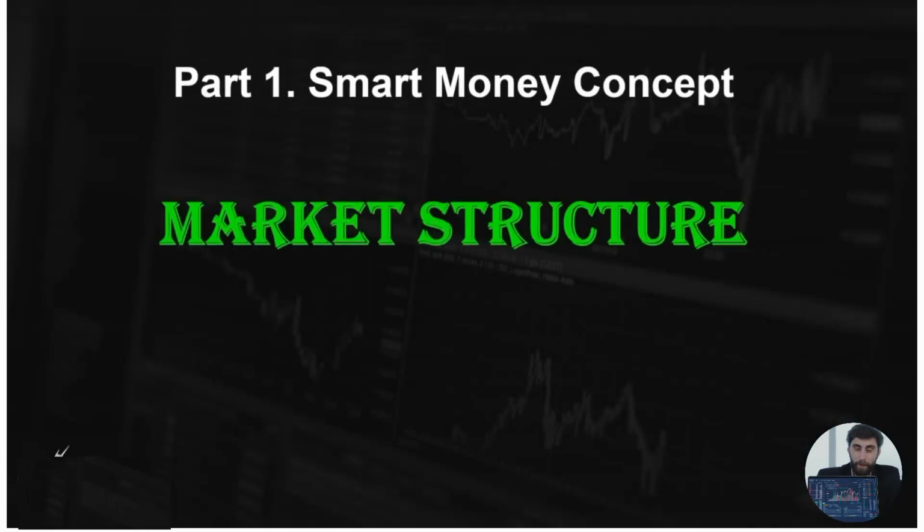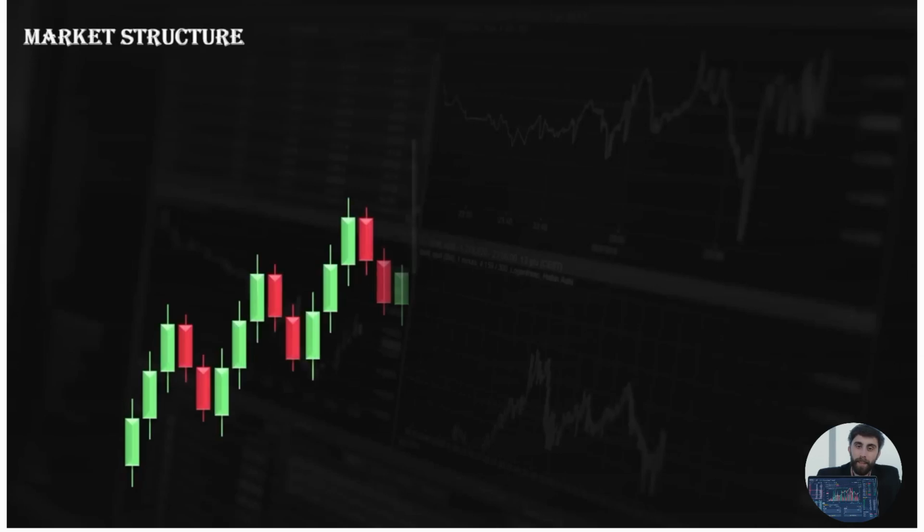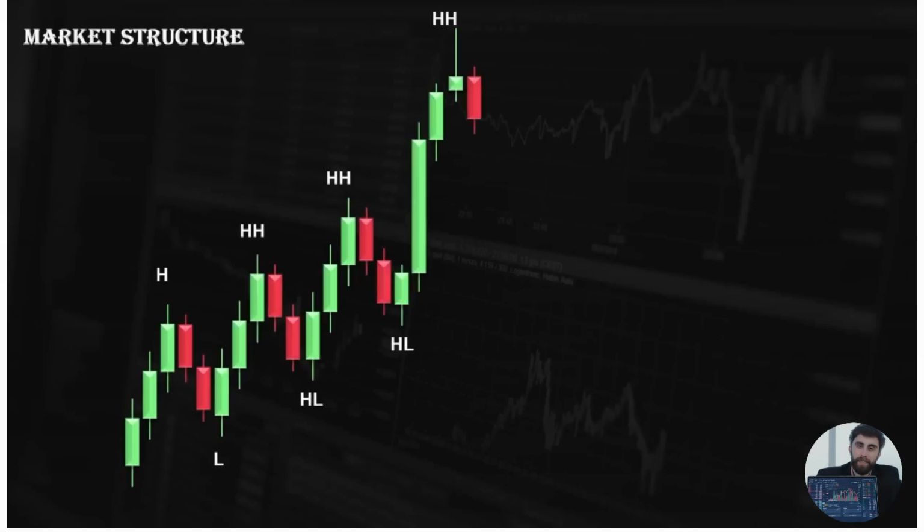The market structure holds essential information: market direction, key supply and demand areas, liquidity zones, and potential trading opportunities. Let me show you some basic concepts about the smart money market structure. In an ideal uptrend, the market continuously makes higher highs and higher lows.